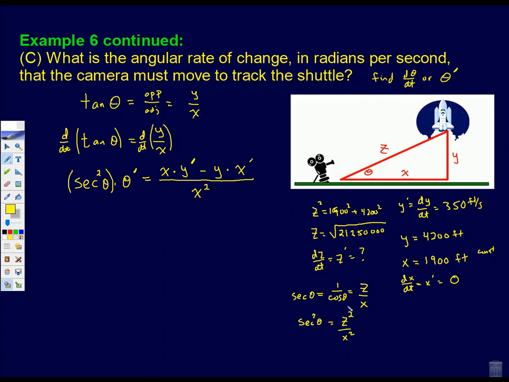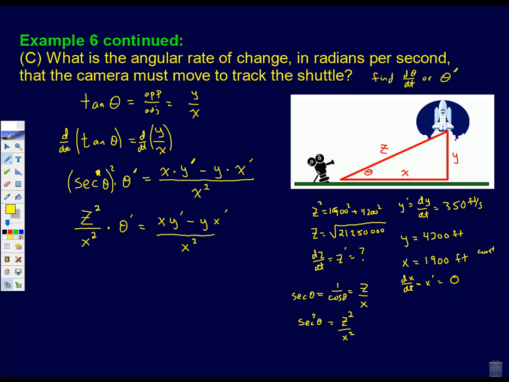Now I can make that substitution in my derivative on the left side. Where I'm showing secant squared of theta, remember that really means secant of theta all squared. And so that's how I got secant squared to be z squared over x squared, hypotenuse over adjacent. I'm going to put that in here now: z squared over x squared, all times theta prime, equals x y prime minus y x prime all over x squared.